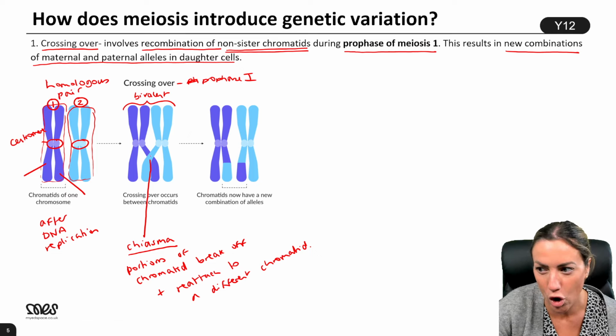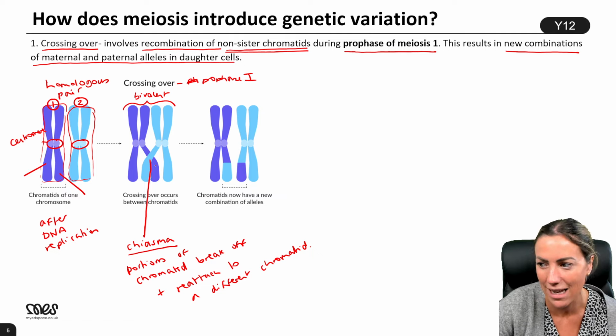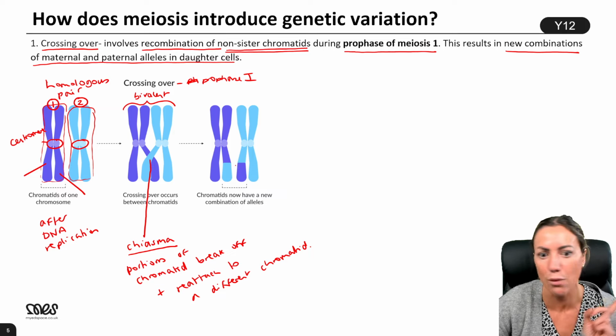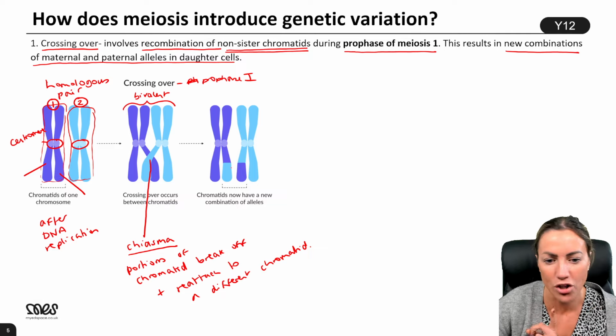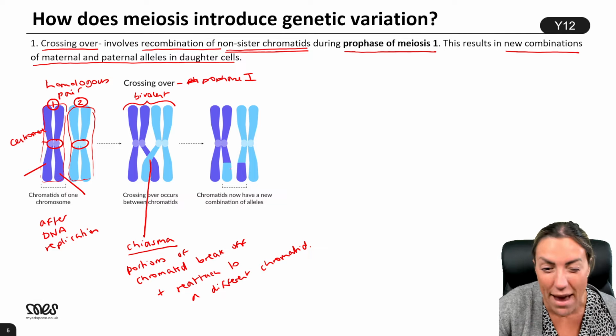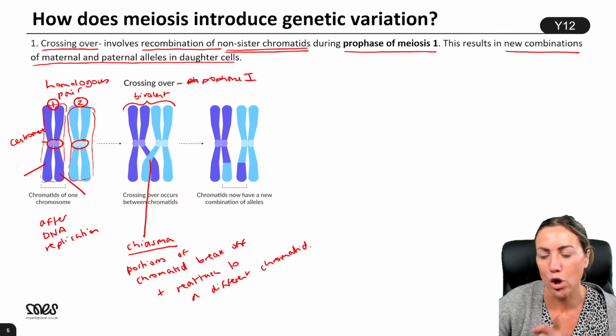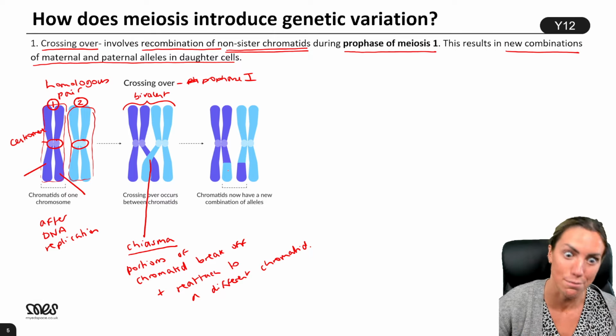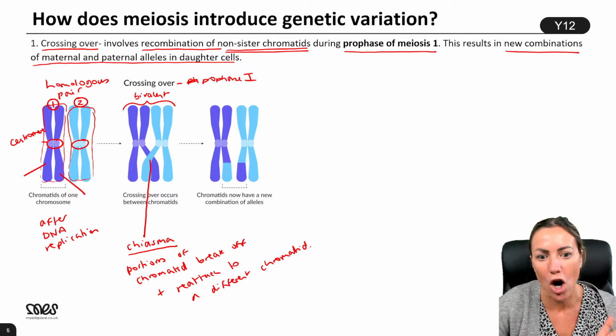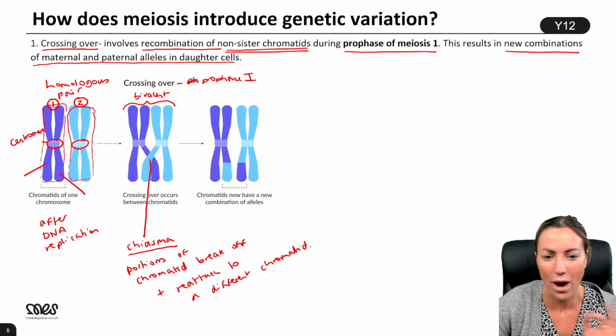So you've got a portion of the blue chromatid breaking off and a portion of the purple chromatid breaking off. And if you look here, the portion of purple chromatid has attached to the blue chromatid. That was a non-sister, non-genetically identical chromatid. It may have had different alleles, and the portion of blue chromatid has attached to the purple chromatid. So non-sister chromatids, that's where it occurs.